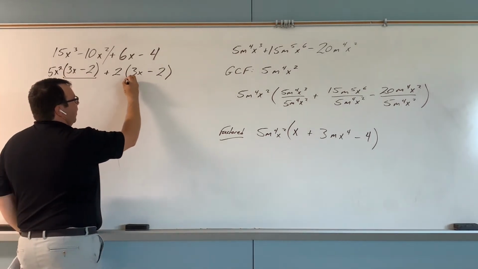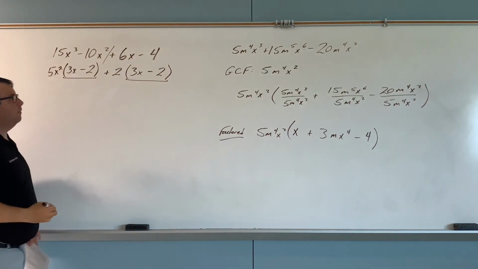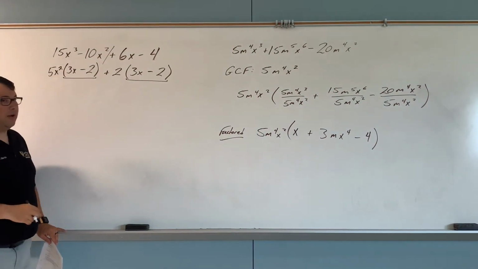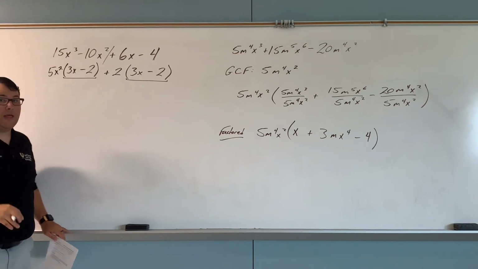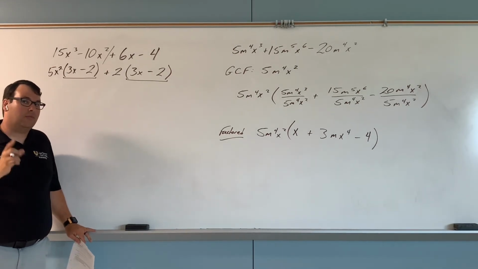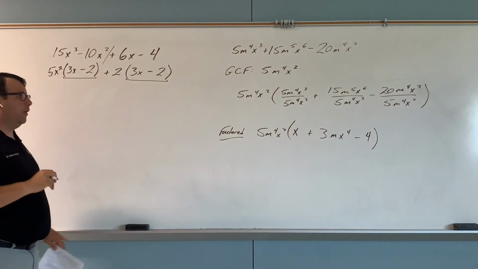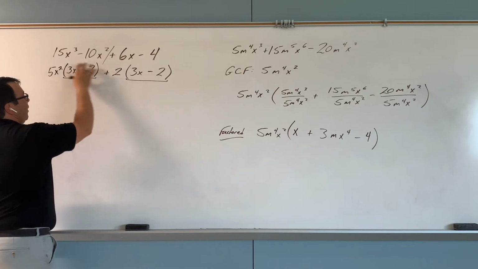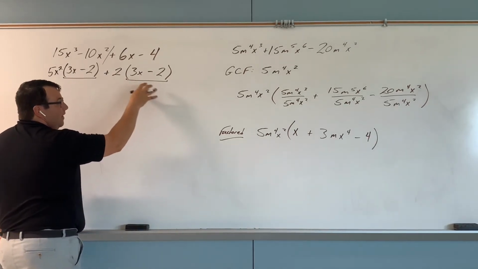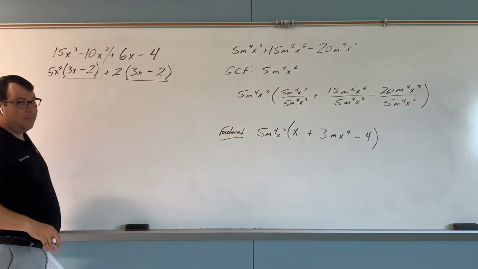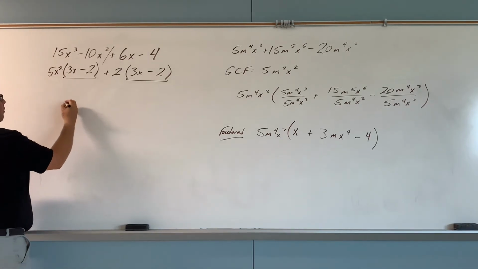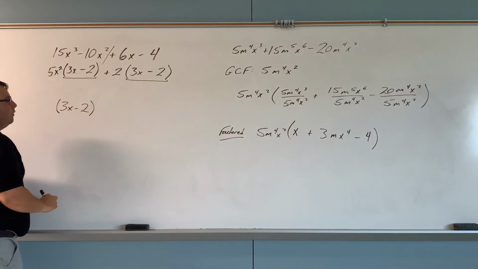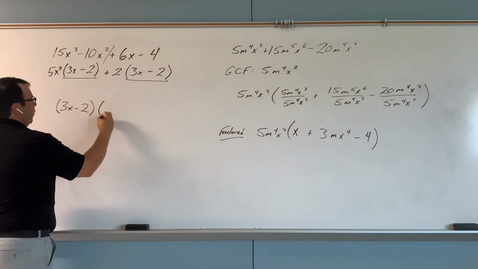That means I'm comparing these binomials. Are they the same? I have 3x minus 2. I have 3x minus 2. Hey, look at that. They are exactly the same. That's exactly what I want. So I am going to pull out this 3x minus 2 because from my new expression, that's a greatest common factor. It just happens to be a binomial. So what happens if I pull out 3x minus 2? What am I left with?